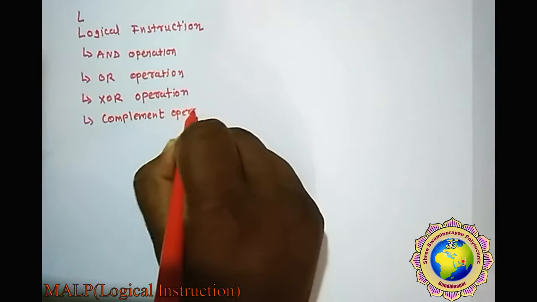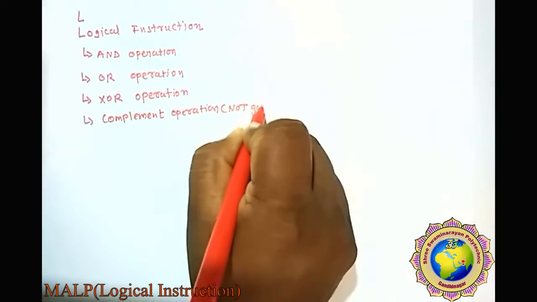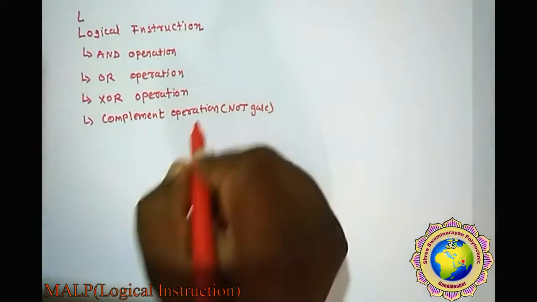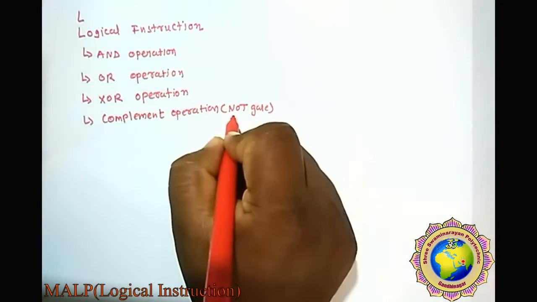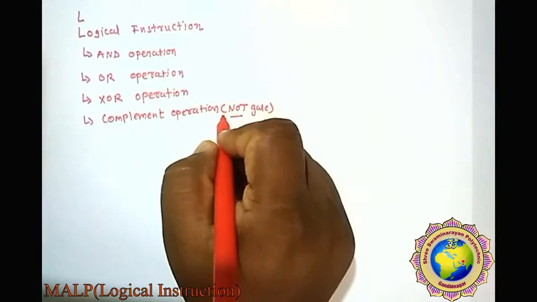What is the complement? Complement is the NOT gate. Complement શું છે? NOT gate છે. બરાબર? તે શું કરશે? Whatever our input, it will be complemented. Means 0 હોય તો 1 અને 1 હોય તો 0.